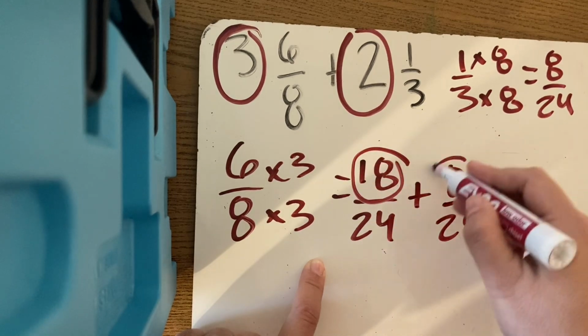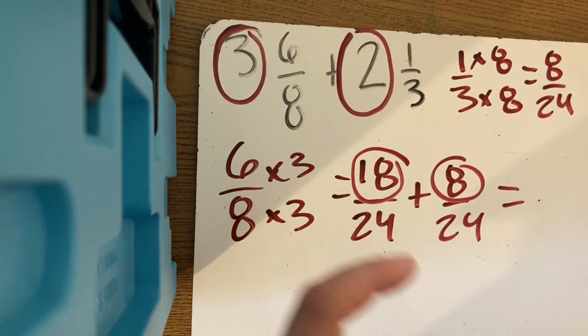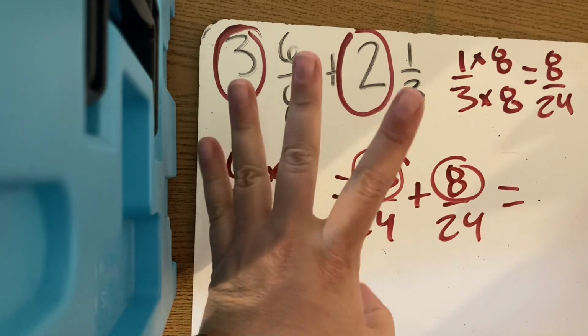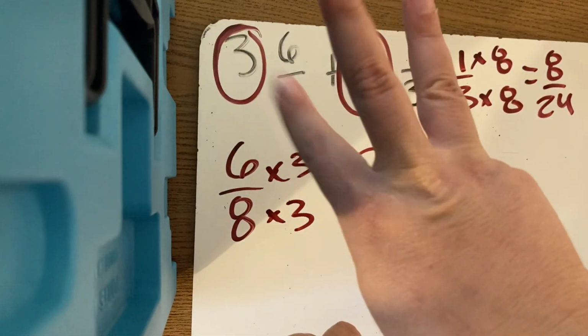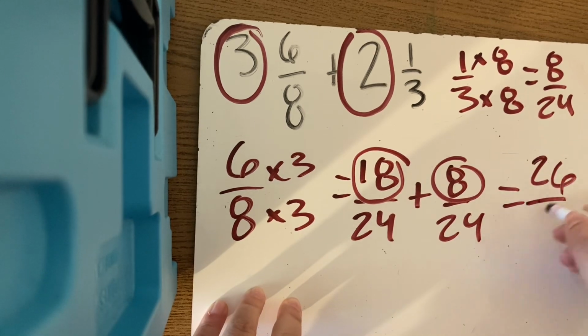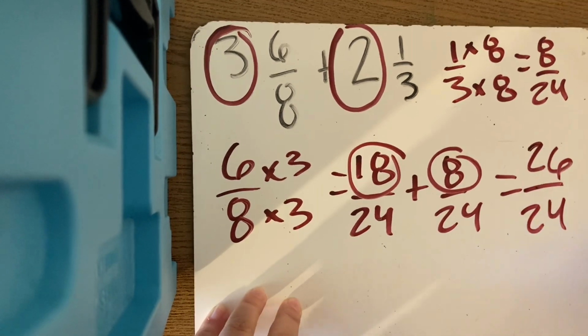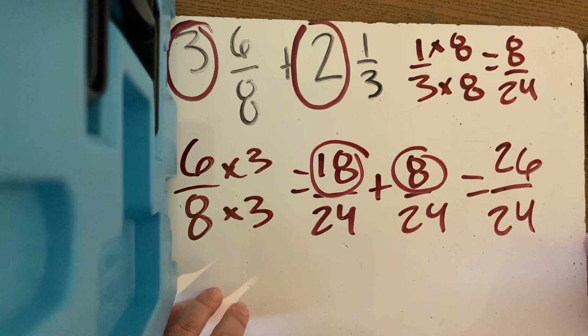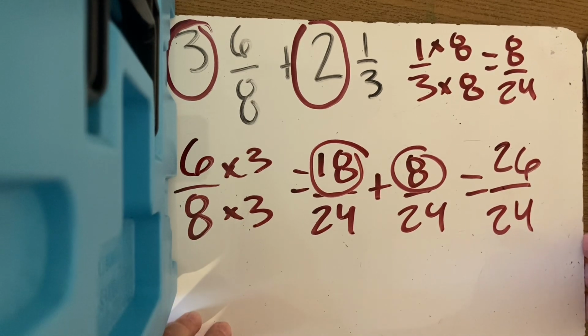Okay, so I only add the top, which is the numerator, and that's going to be 18, 19, 20, 21, 22, 23, 24, 25, 26. So 26 over 24 is what we call an improper fraction. So that means I'm going to need a top in, bottom out. I'm going to need to divide it to turn it back into a mixed number.